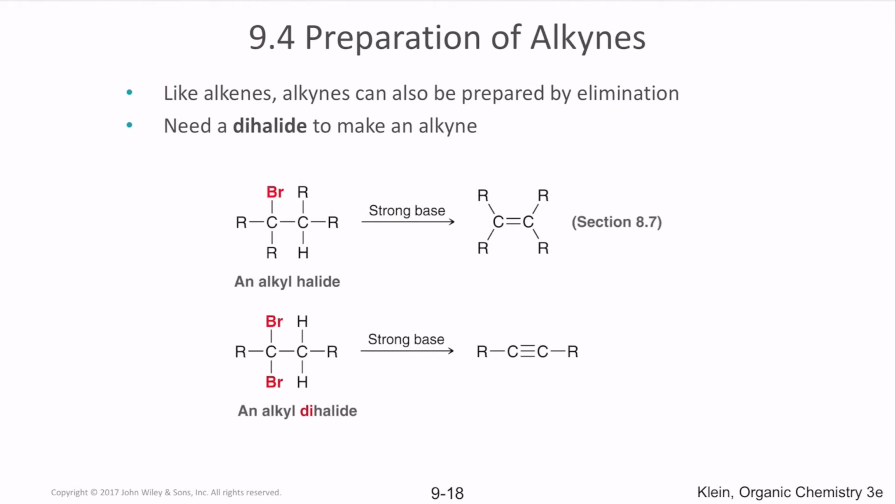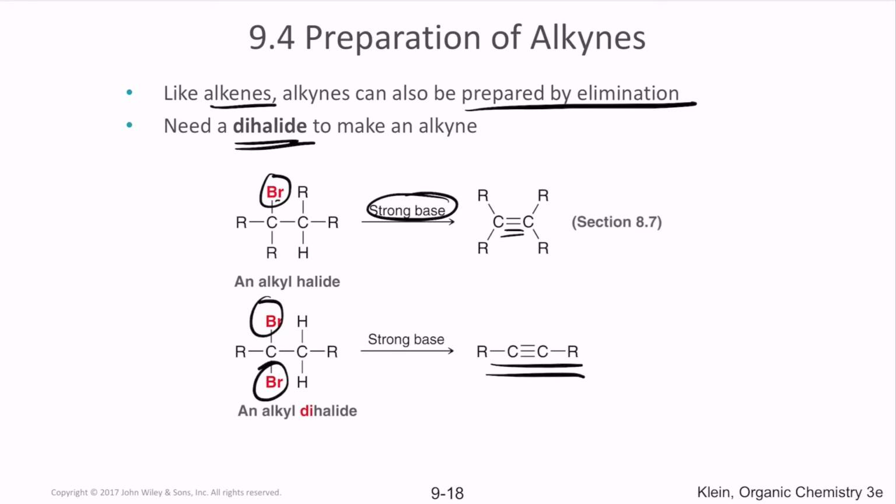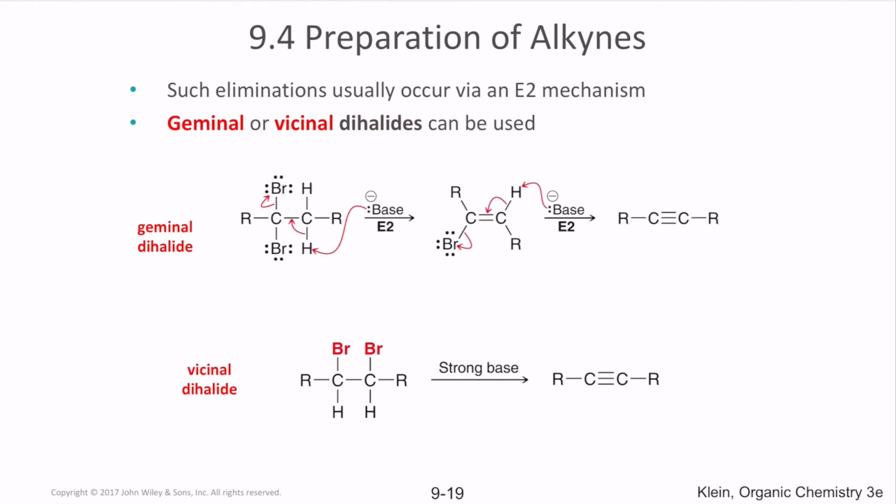Alkynes can also be prepared by elimination. But here, rather than a single halide, we need a structure that has a dihalide to create the elimination process. When you have a single halide and use a strong base, it can form a double bond, but when you have a dihalide, it can create a triple bond. There are two types of dihalides that can be used here: geminal dihalides and vicinal dihalides.